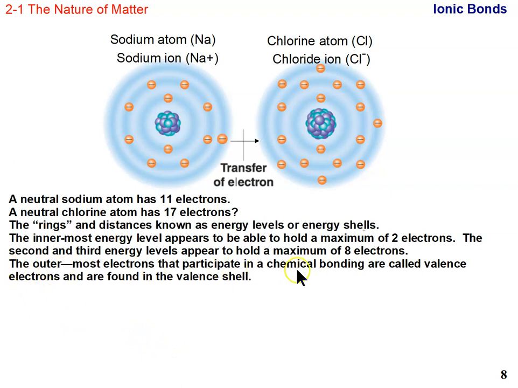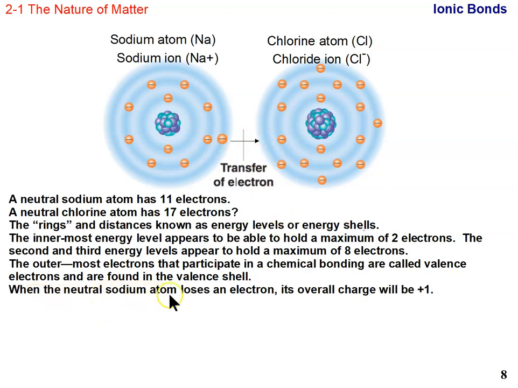The outermost electrons, as I said, are the ones that participate in a chemical bond. They're called valence electrons. Vocabulary term, right? Valence. And they're found in what we can refer to as the valence shell, or the valence energy level. And in the case of both sodium and chlorine, the valence energy level is the third energy level.